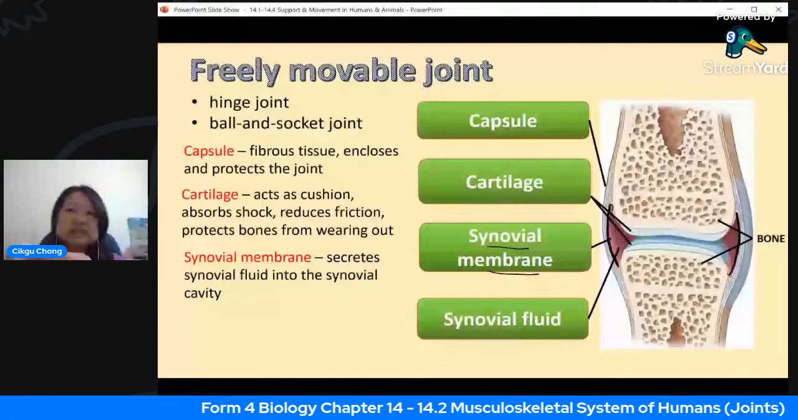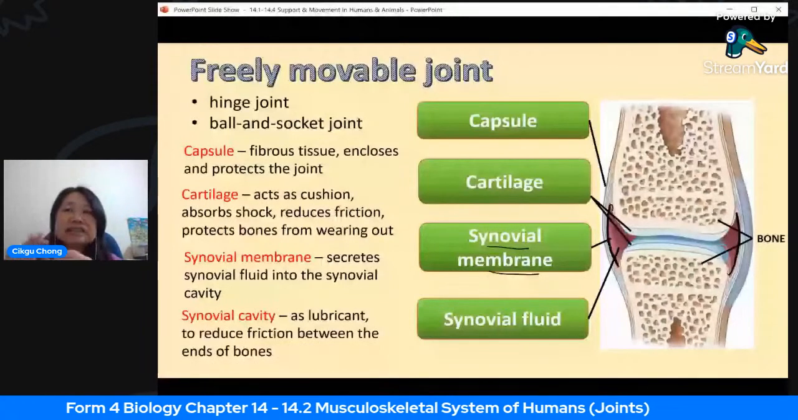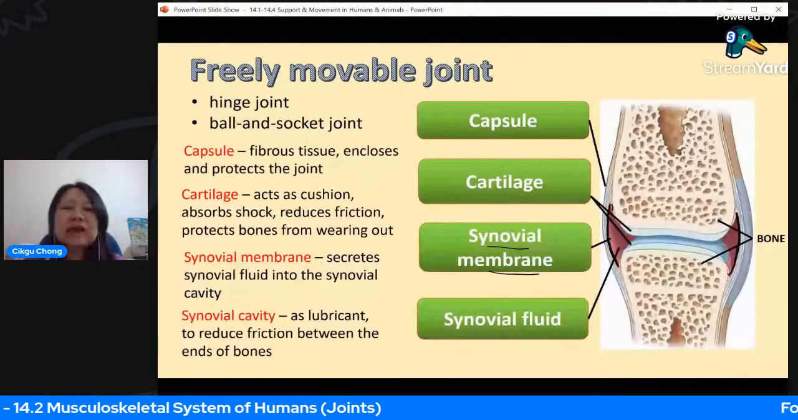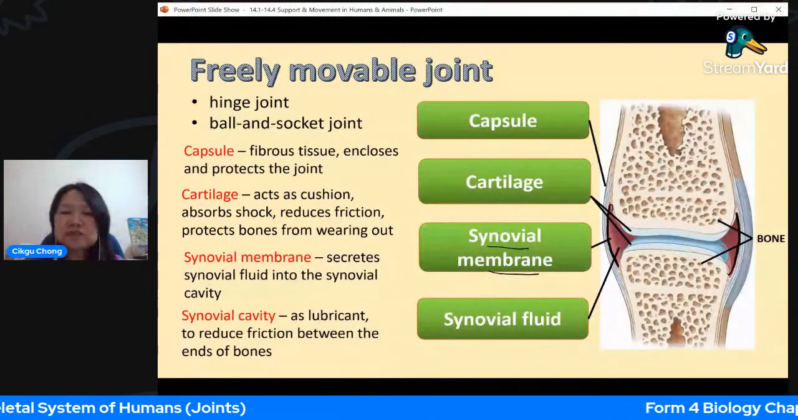Lubricant makes it smooth, all right? To reduce friction between the ends of the bones.